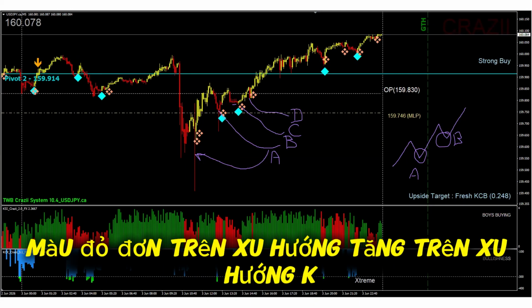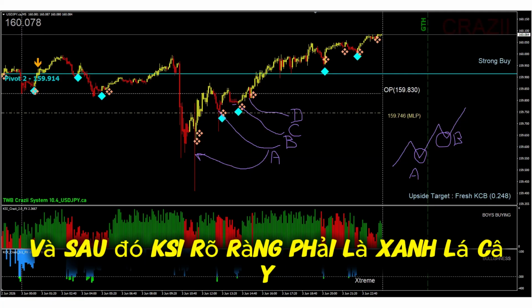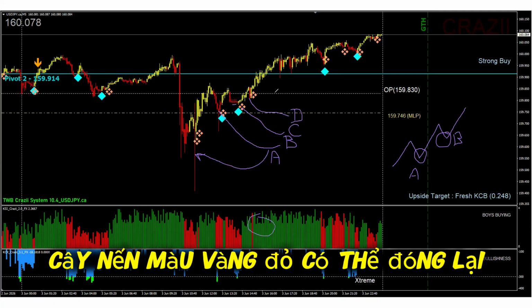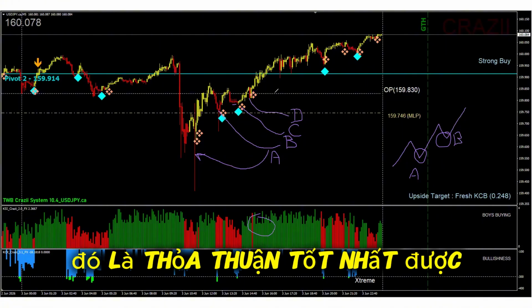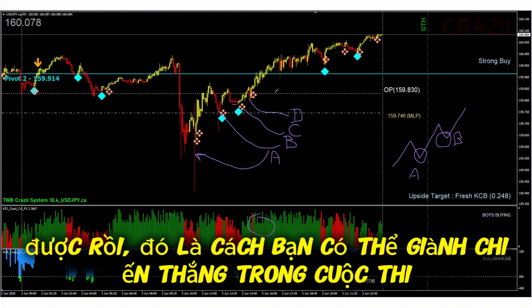Single red on the uptrend, on a K trend, and then the KSI obviously has to be green. And then after that, the yellow candle closes up almost the entire red candle. That is the best deal. Okay, all right, so that is how you can win in competition.